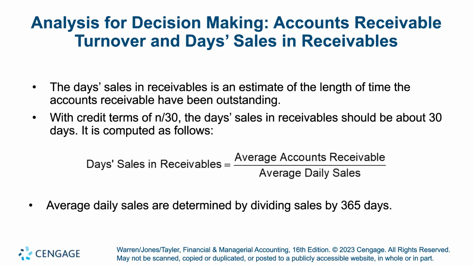Okay, so they're related. And if your terms are like net 30, then you would hope for your days sales in receivables to be 30 or less, right? That would mean on average, people are paying you off when you are asking them to pay you off. So that's kind of how we look at that.